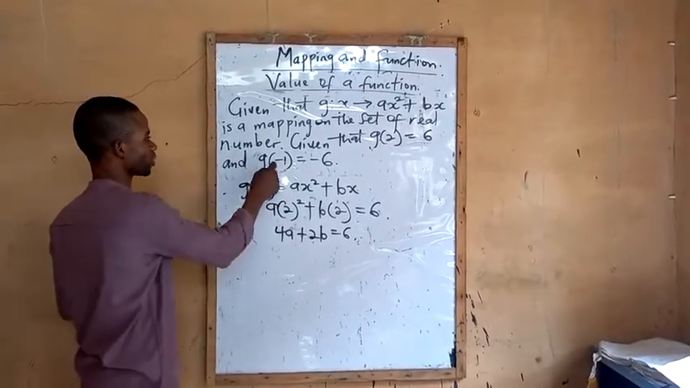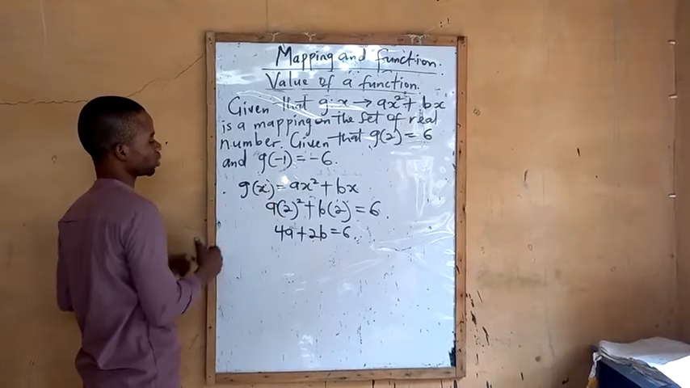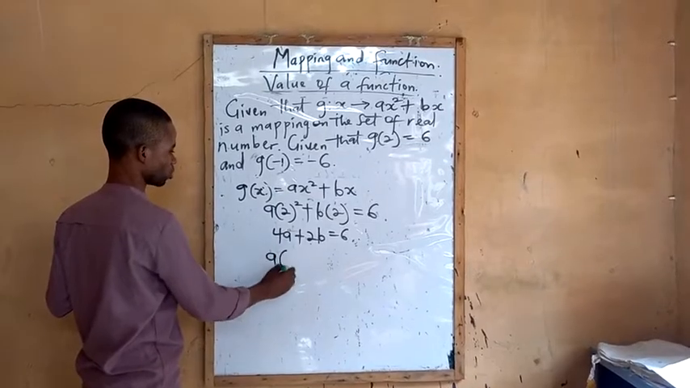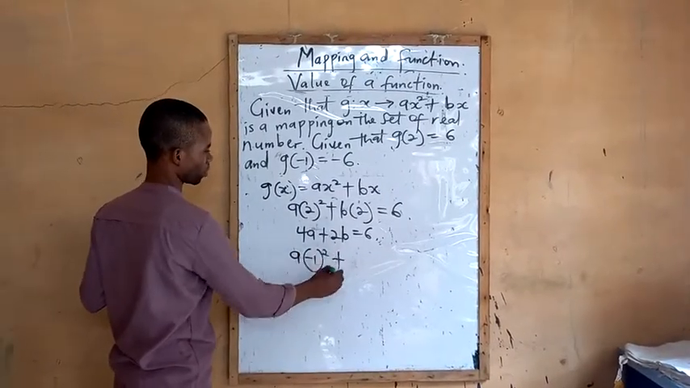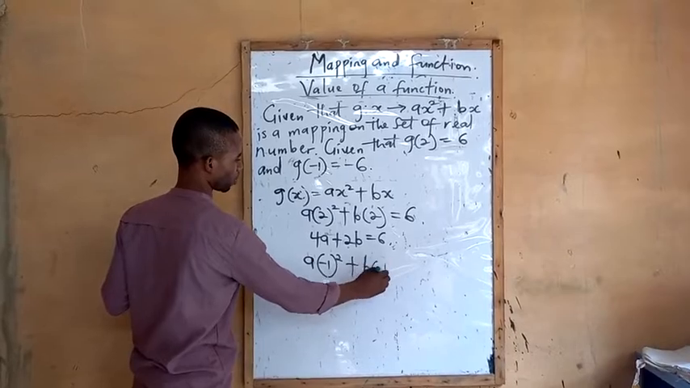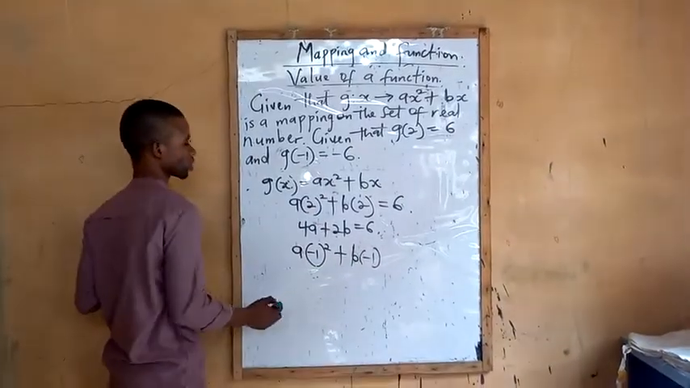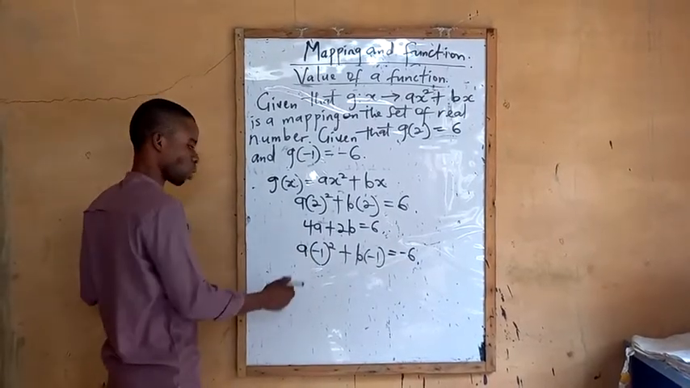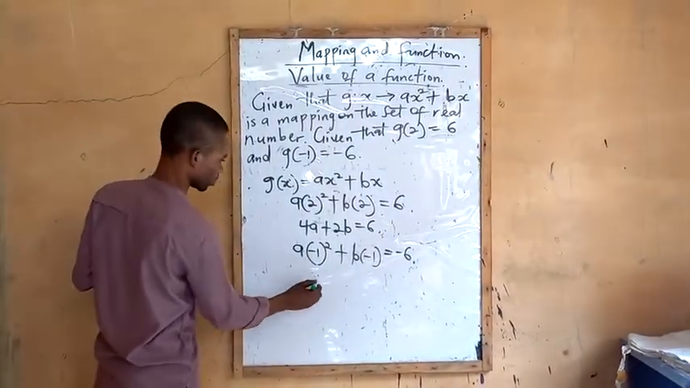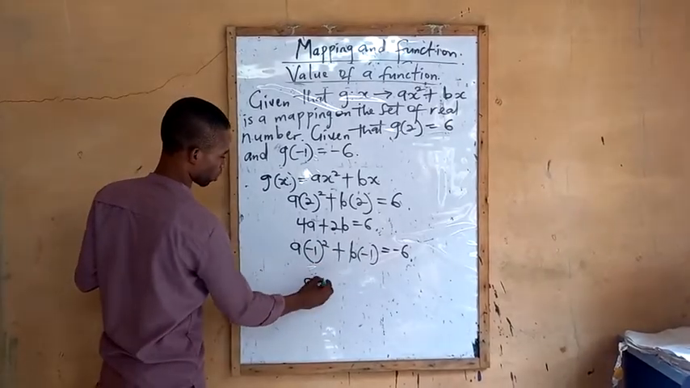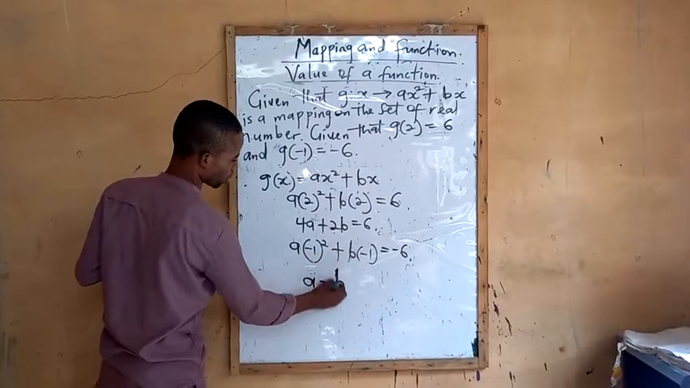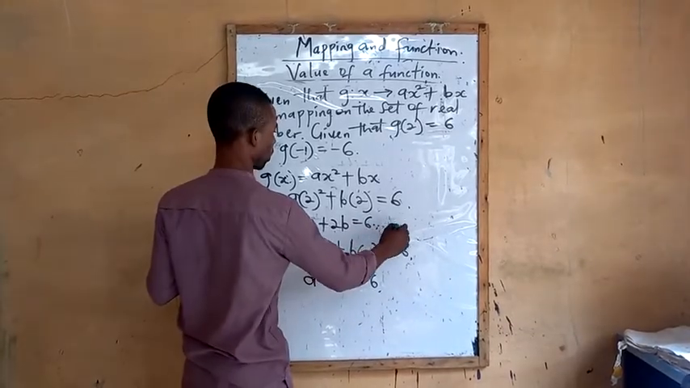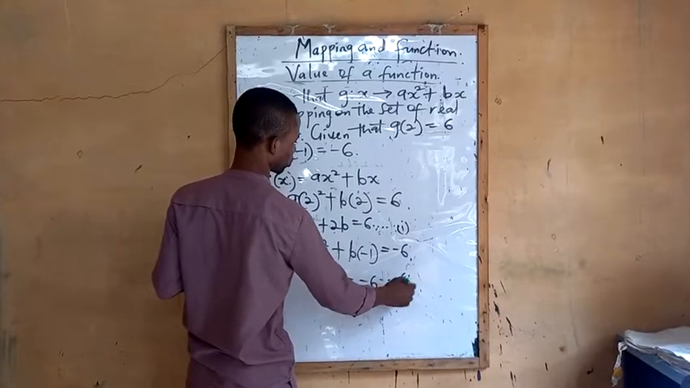That means anywhere I see x, I'll put minus 1. Now I see x here, the same equation we are using: a into bracket minus 1 squared plus b into bracket minus 1, everything equals minus 6. Minus 1 squared is 1, 1 times a, a, minus b equals minus 6. So this will be our equation 1, and this will be our equation 2.